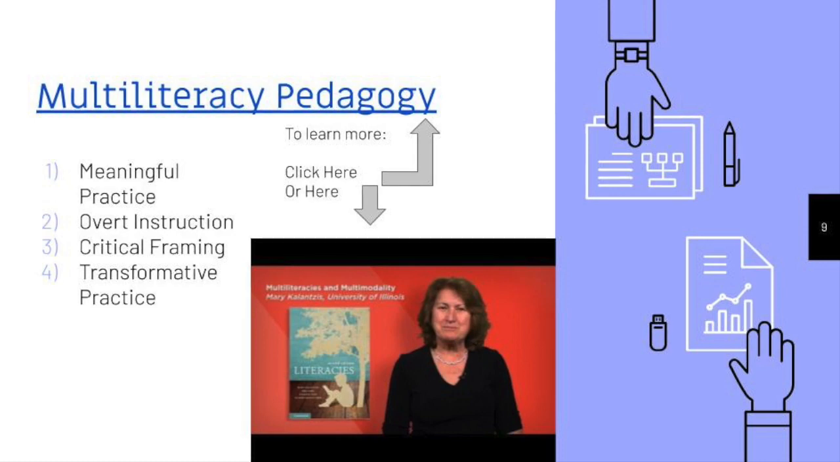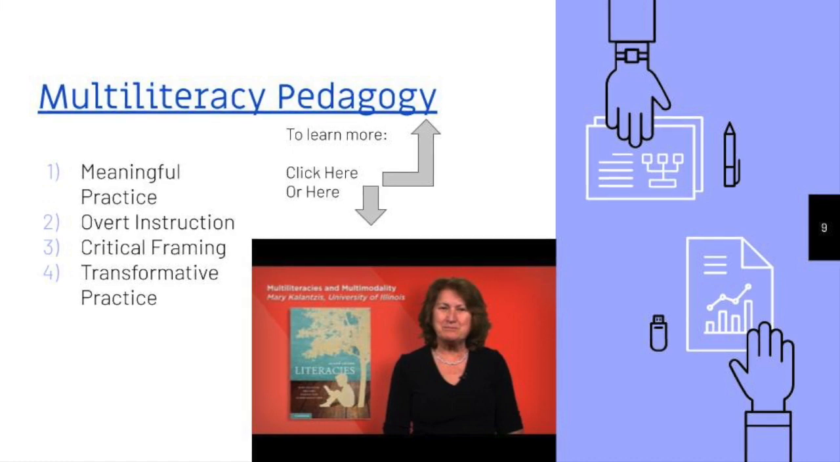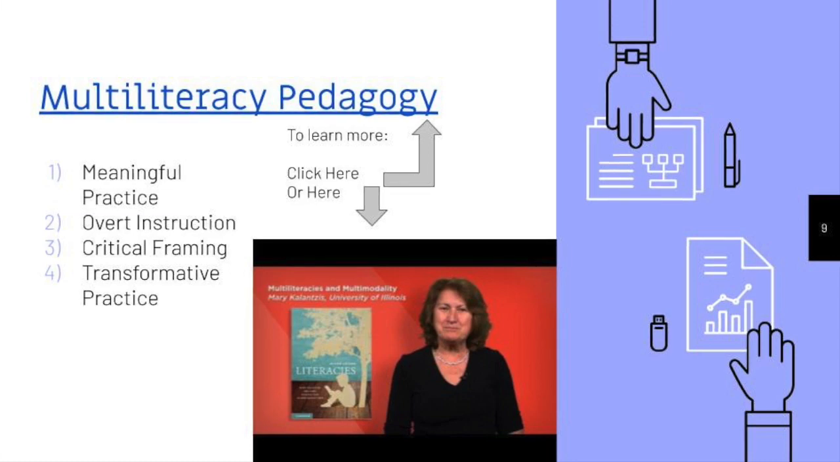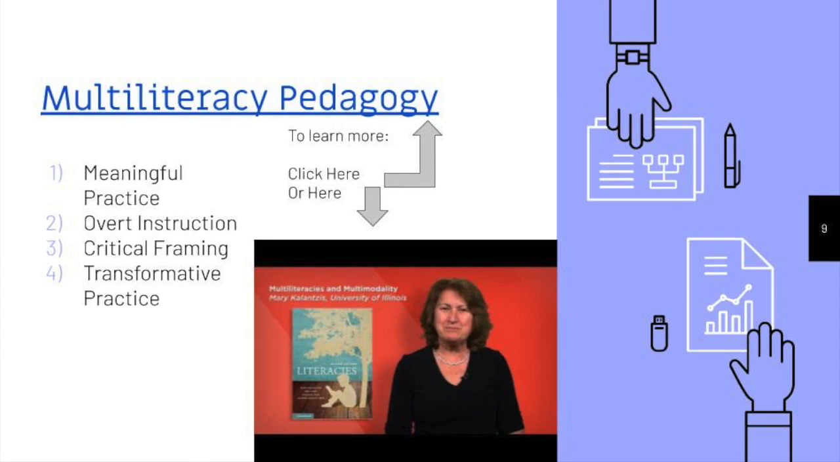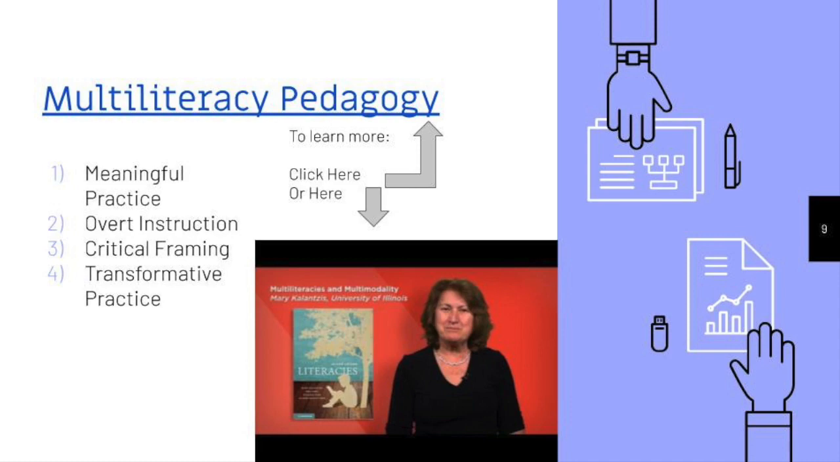And so multiliteracy pedagogy breaks it down into four steps. So that's where the pedagogy piece comes in. Multiliteracy, I think we get, but there are four components. I think it's not a step. So: meaningful practice, overt instruction, critical framing, and transformative practice. I'll go into a little bit more depth using a practical example of what those are. So when we get into what they did in the study, I'll circle back to those four pieces. Just a quick brief explanation of each.